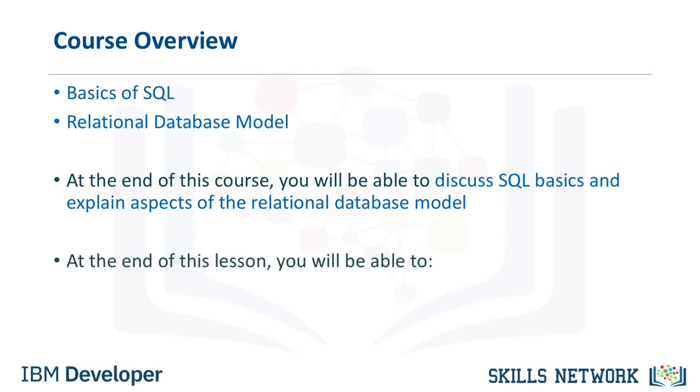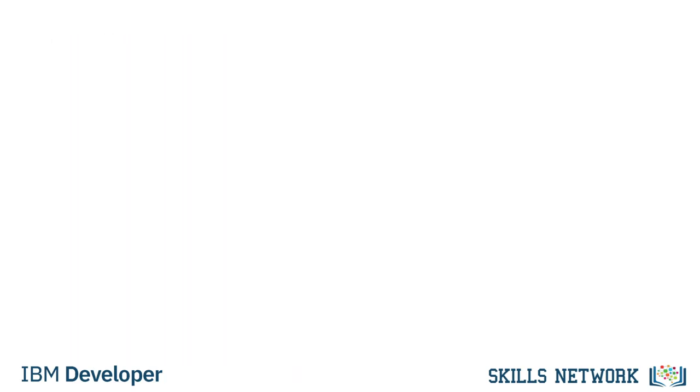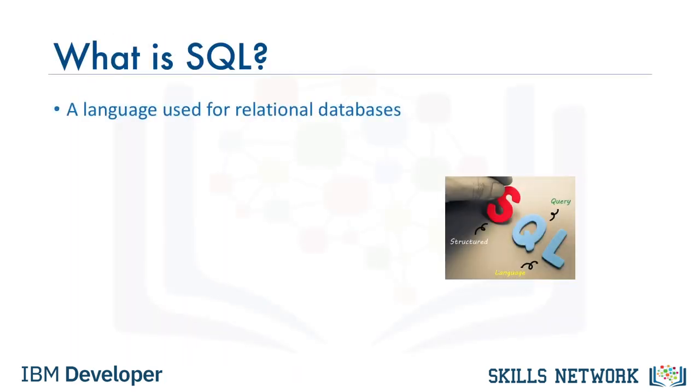By the end of this video, you will be able to describe SQL, data, database, a relational database, and list 5 basic SQL commands. But wait, what is SQL and what is a relational database? What is SQL? SQL is a language used for relational databases to query or get data out of a database. SQL is also referred to as "sequel" and is short for its original name, Structured English Query Language. So SQL is a language used for a database to query data.